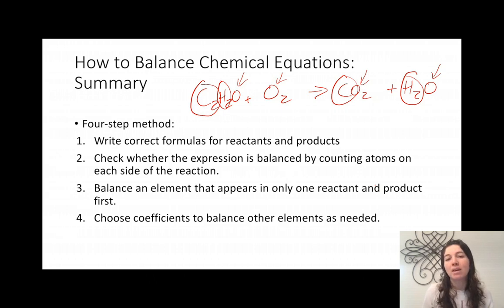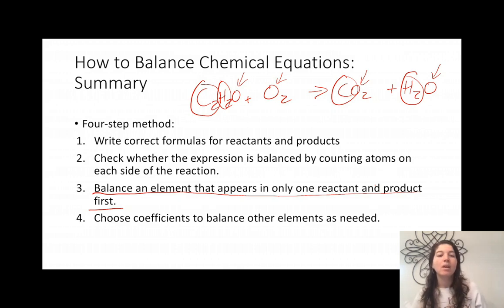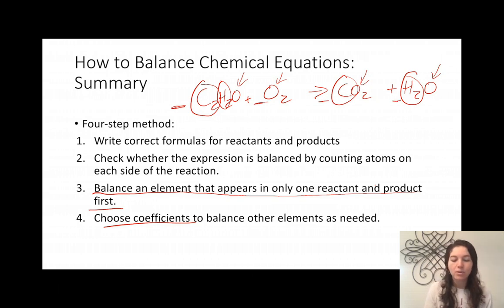And I'm going to show you a method to balance combustion reactions that's going to be a little bit easier to understand, because some of these problems can be harder than others, and combustion reactions tend to be. So once you balance the element that only appears in one reactant and product first, like your carbon or hydrogen here, as opposed to your oxygen, then you can move to your oxygen, choose coefficients to balance other elements as needed. So then you can add stuff where you need it for oxygen. So it's kind of like guess and check. You guess, check, see if you're right. If you're not right, you can go back and revise it anytime.